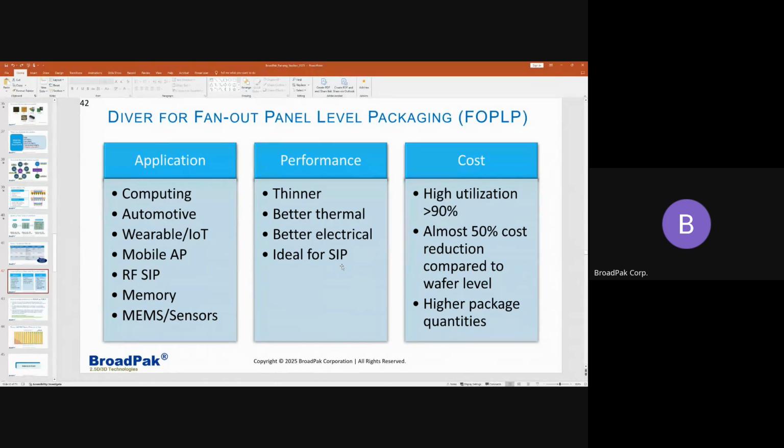And the other thing, because this is panel, the utilization is high. And of course, almost 50% cost reduction compared to the wafer level. And then you get the higher package quantities. We already talked about that.